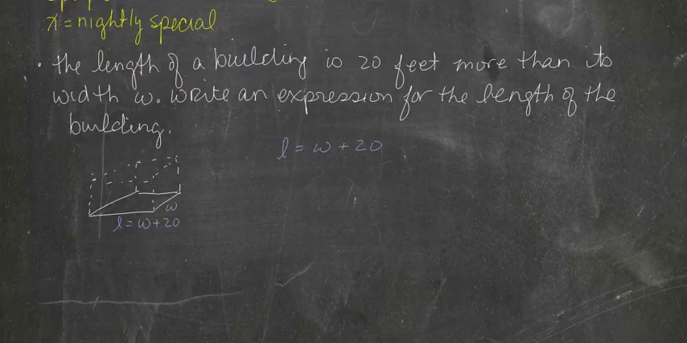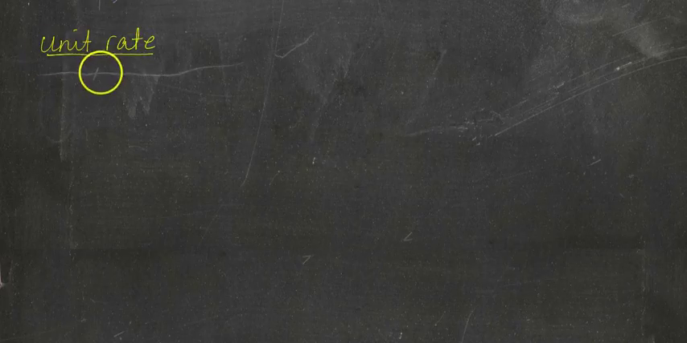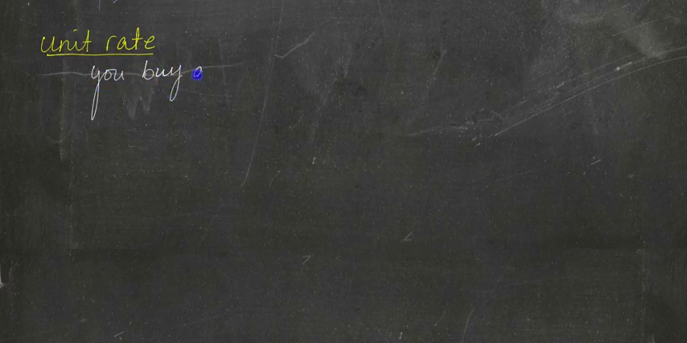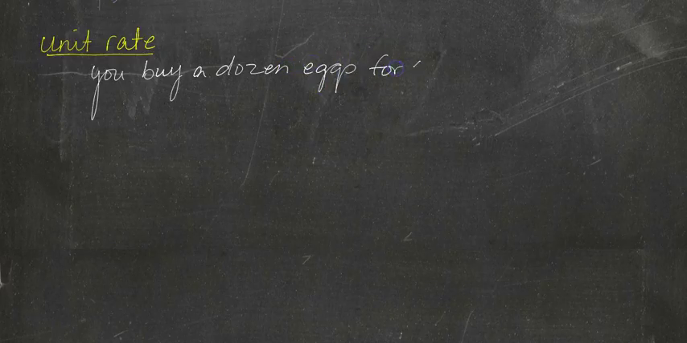But there's another concept which we want to talk about, and that is the unit rate. A good example of the unit rate would be you buy a dozen eggs for $4. Right? So that makes sense. But we want to know the unit. We want to know what one egg costs. What's the cost of one egg?